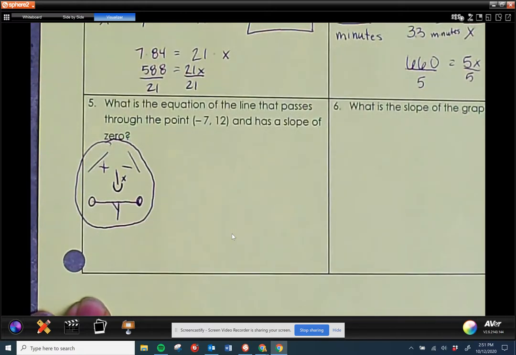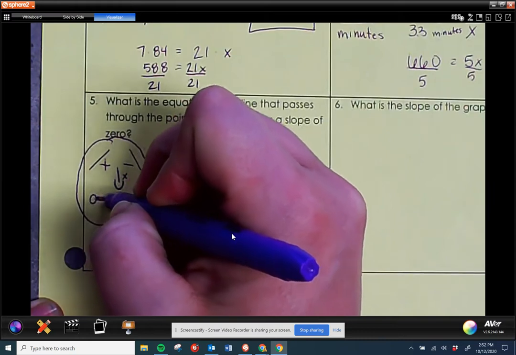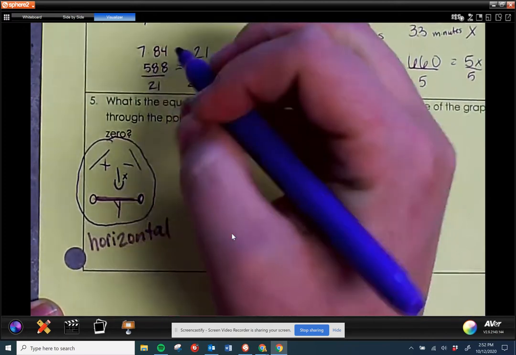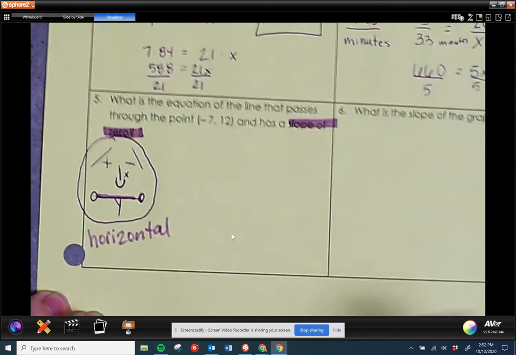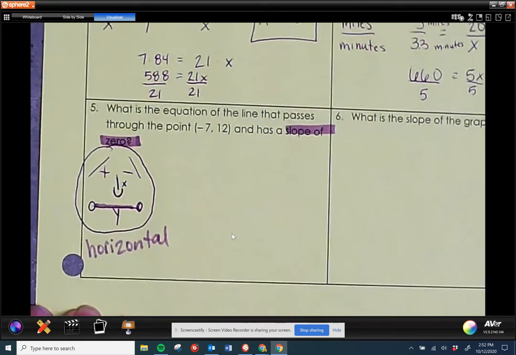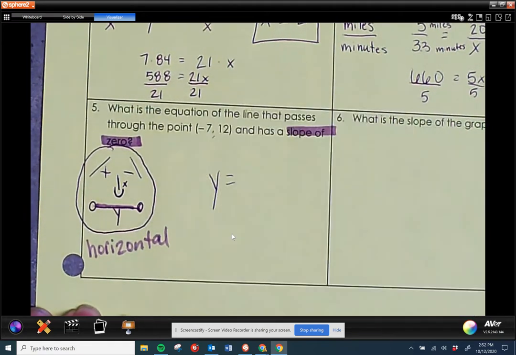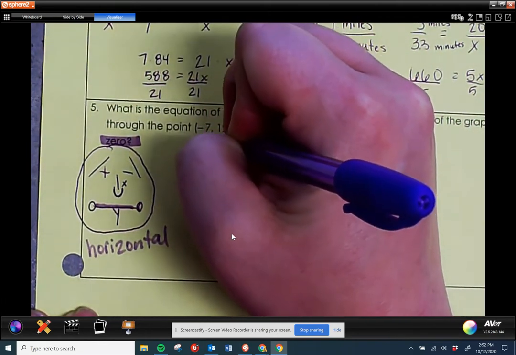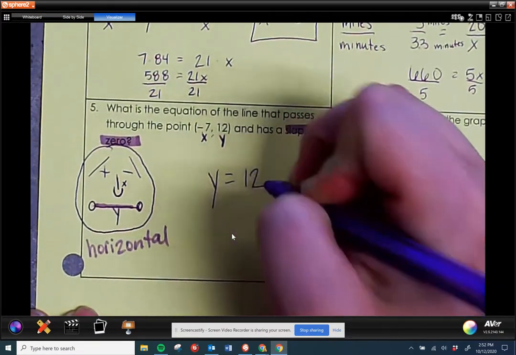Okay, so if you look, you can tell that his mouth is going to be the 0 slope. So we are looking for a line that is going to be horizontal. Our line is going to be horizontal because the slope is 0. All right, so since it's horizontal, we know that the equation is going to be y equals a number. Well, if the y equals a number, it has to be the y value from the point. All right, so this is the point x, and this is the y value. So we know that every point on that line is going to have the same y value of 12.